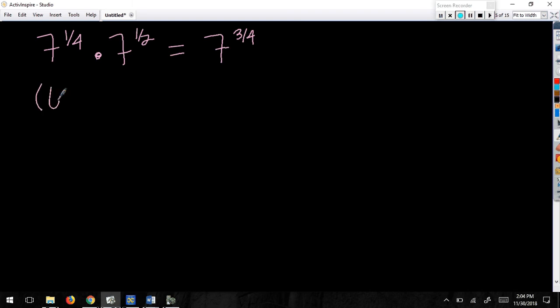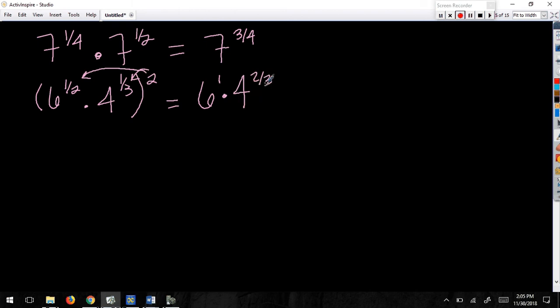How about this one? Distribute, because nothing's the same right now, right? I'm going to distribute through. So when I distribute, I need to multiply the exponent. 1/2 times 2 is 1. 1/3 times 2 is 2/3. Are the bases the same? Are the exponents the same? It's done.